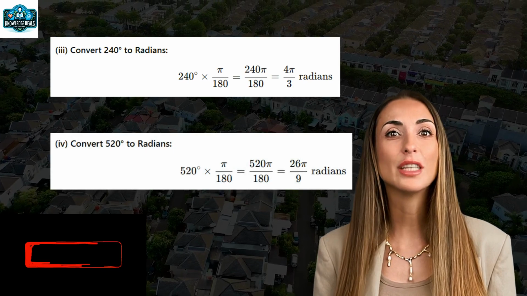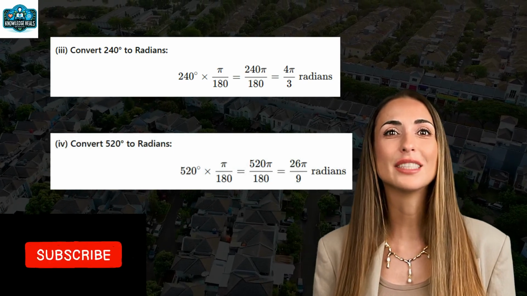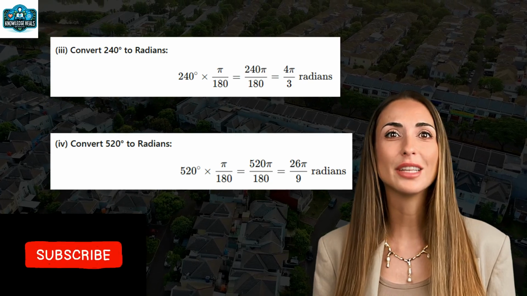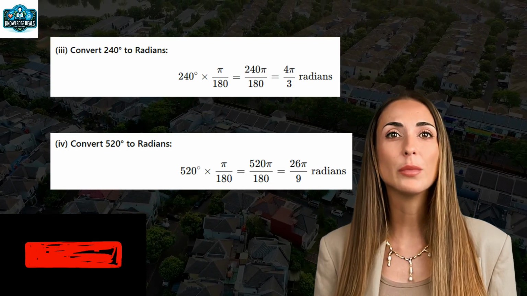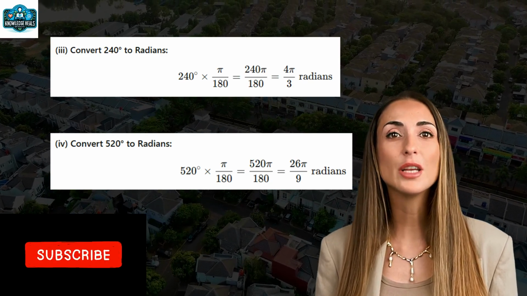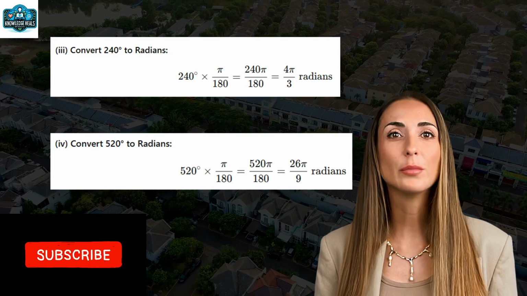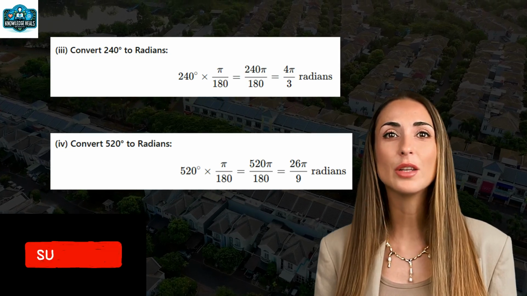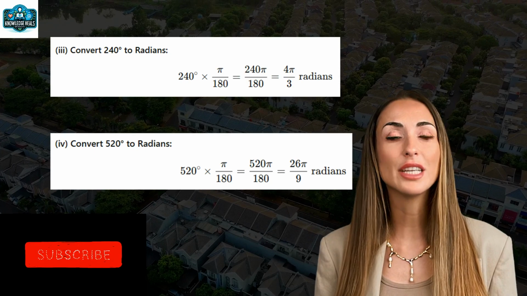Fourth question is convert 520 degrees to radians. Here the same thing, just multiply by pi by 180, which is equal to 520 pi by 180, which is equal to 26 pi by 9 radians.